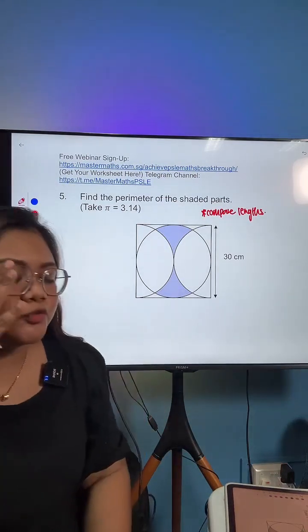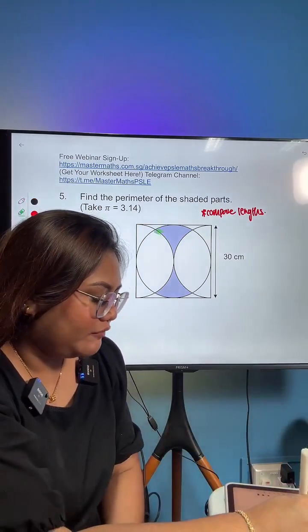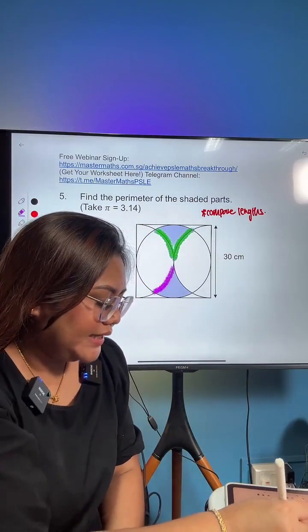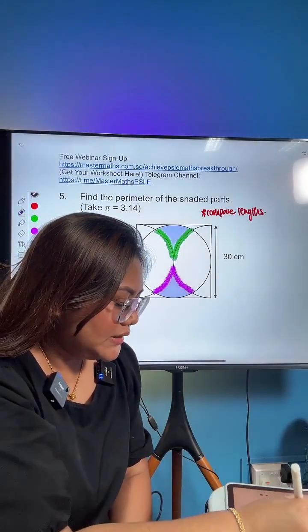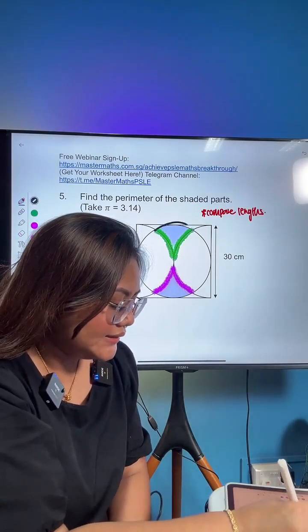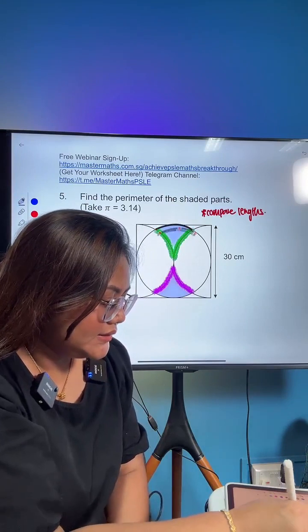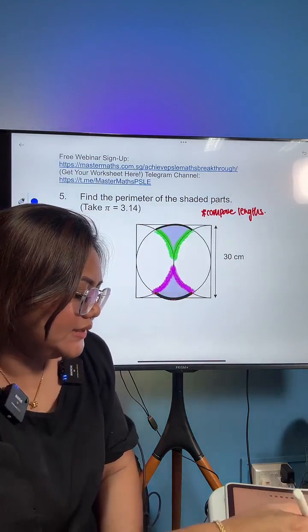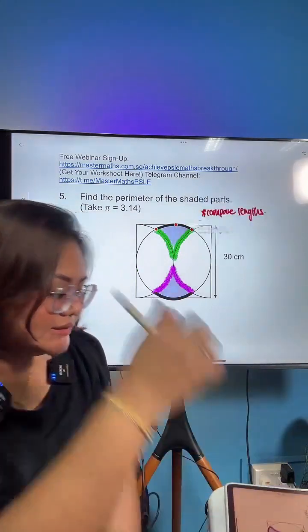Now, if you don't know what to do, I am going to highlight this for you, okay? So, the shaded parts, we have this and this. And then at the bottom, we have this and this. And then we have the one at the top, which is this and that. Okay, this is the ones at the top. This guy and this guy. Okay, so these are our perimeter of shaded parts. How do we find them? How do we find the perimeter of the shaded parts? What do we do?